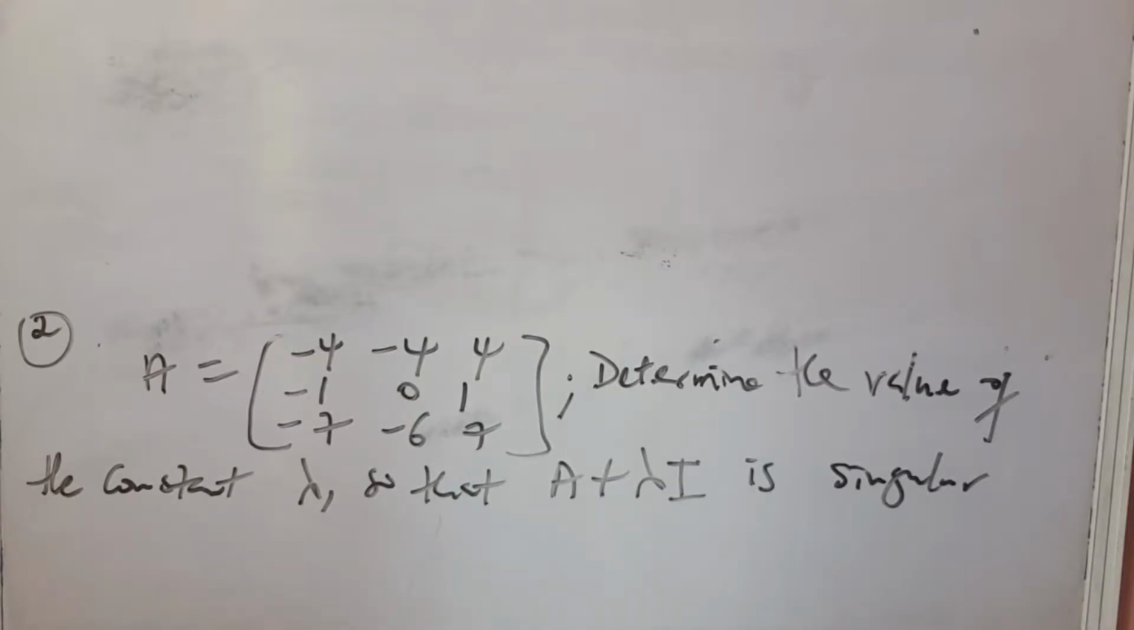So the question said A is equal to, you can see the matrix we have in the bracket right there. We're told to determine the value of the constant lambda so that A plus lambda I is singular. Just 2 minutes. Give me an answer quickly.